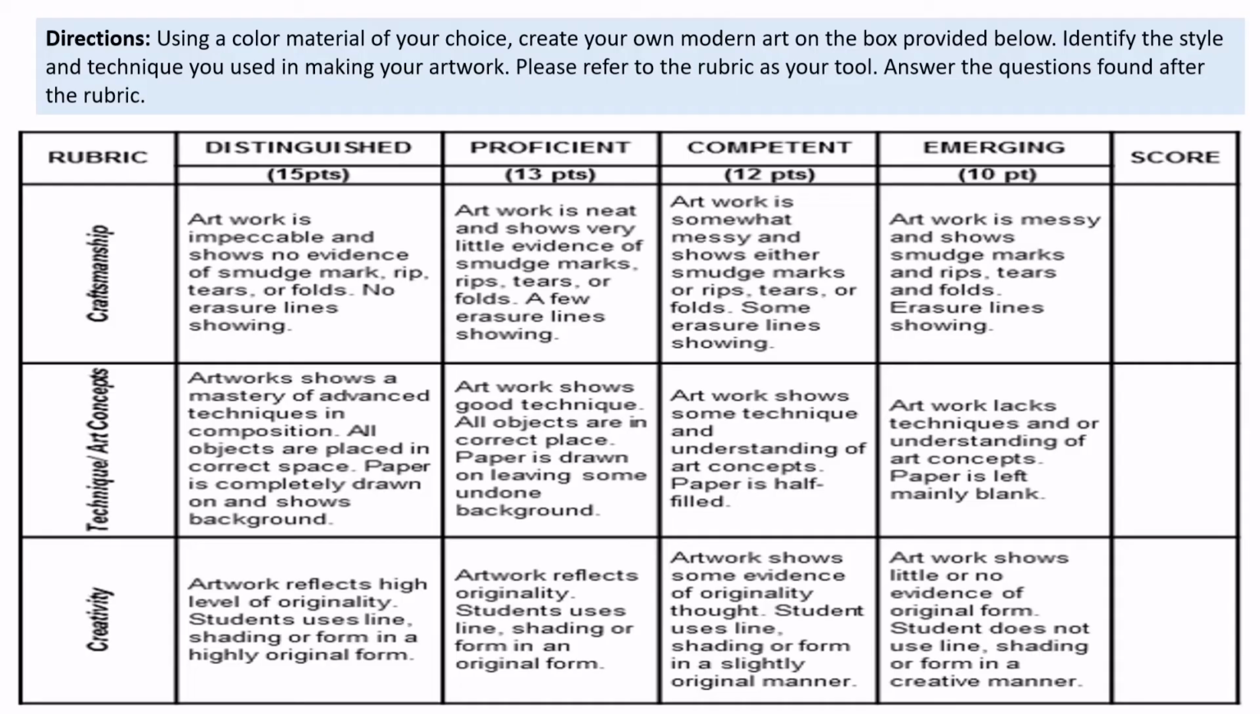As you can see, we have here the rubric: creativity, technique, art concept, and also we have craftsmanship. Distinguished, that is 15 points. Proficient, 13 points. Competent, 12 points. Emerging is 10 points. For a total of 50 points.